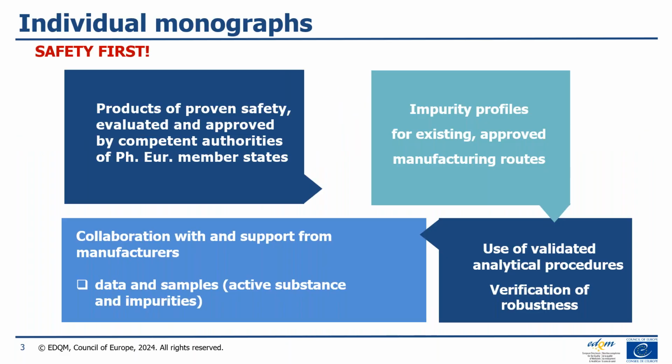The purpose of a monograph is to ensure patient safety. This means ensuring an appropriate quality of the substance for pharmaceutical use. The monographs are elaborated for substances and products already assessed and approved by competent authorities in a member state. The European Pharmacopoeia monographs propose validated analytical procedures for the control of impurity profiles in different manufacturing routes for companies approved on the European market. It is essential to have an active collaboration with the manufacturers in order to have a good quality monograph.